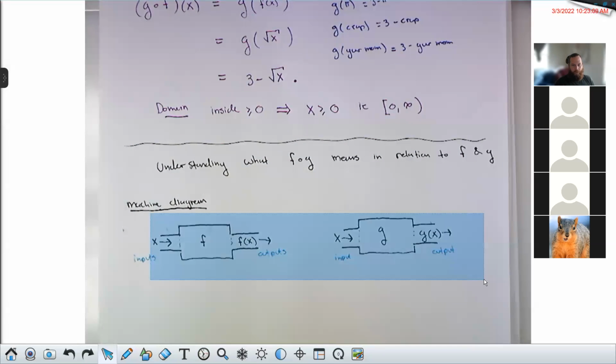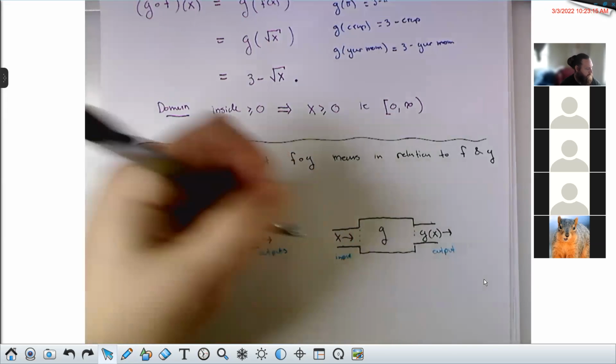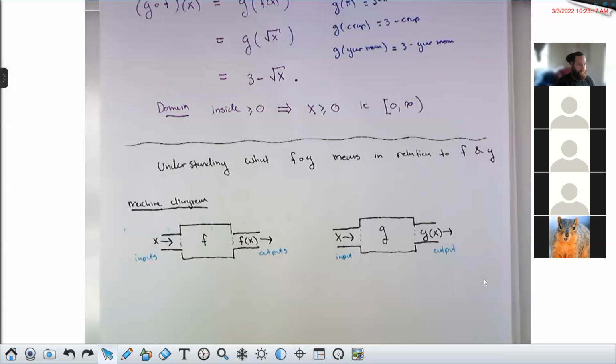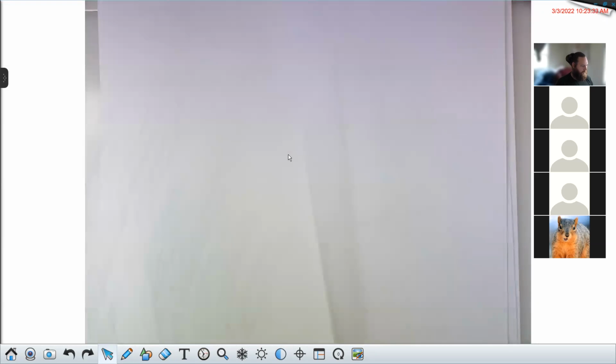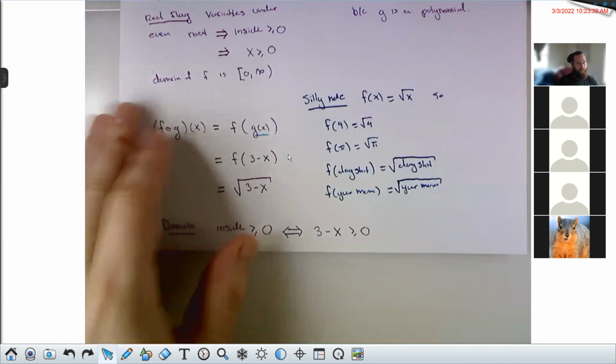These machine diagrams are a useful tool for understanding the composition operator, because composition is plugging one function into the other. So what is f of g? Well, that's what you get when you take g and plug it in as the variable or the input for f, right? We saw that back here. Here's f of g.